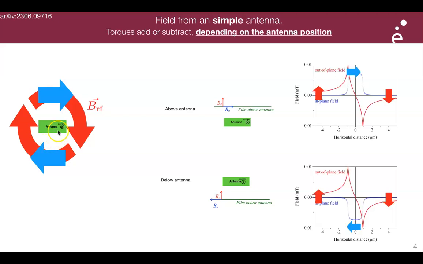So you do have a complicated spatial profile of the RF field generated by the antenna, but if you're above or below the antenna, you have the same out-of-plane field, but different in-plane RF fields. So you immediately see that if your sample responds to these two field components, in one situation they may help each other, while in the other situation they may have opposite effects on the magnetization and either completely or partially cancel.